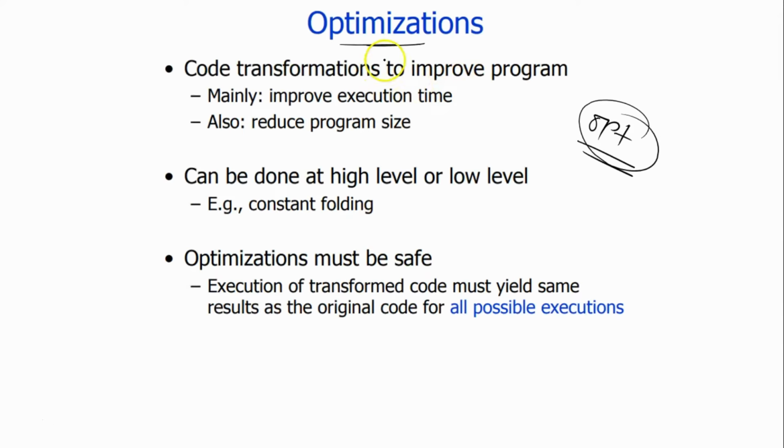Today we will see one type of optimization that is called dead code elimination. Just for reference we are taking this dead code elimination, but we will see it again in the next lecture. Okay, let's see this optimization.